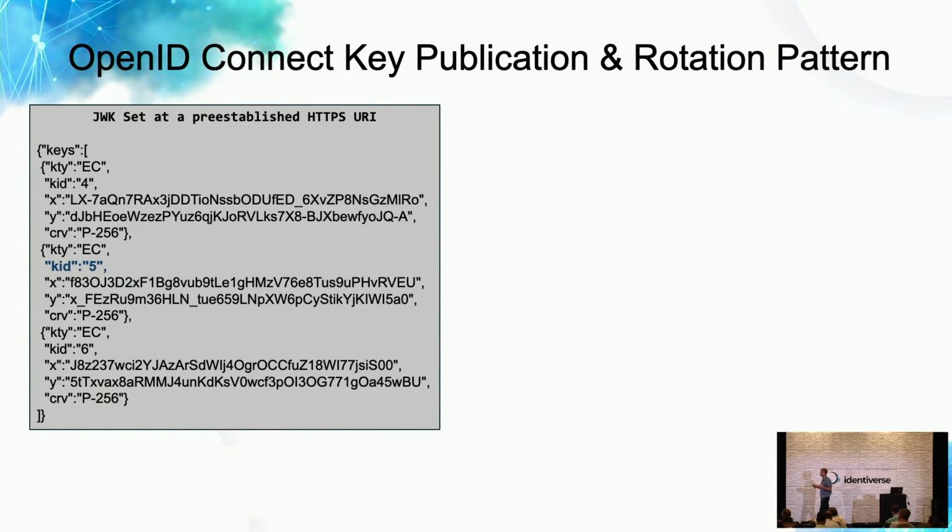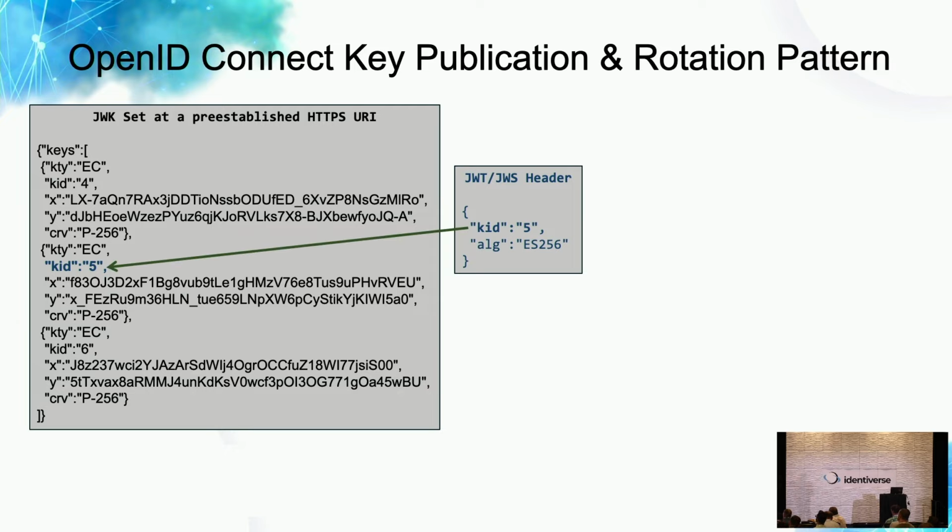Somewhat allowed for in those layers, but sort of codified in OpenID Connect, was a way to do key publication and rotation in a pattern where a set of keys in JWK format are published at an HTTPS URI, and then maybe potentially rotated or moved over, but they're published there. And then the header of the JWT includes a key identifier that maps back to one of the public keys hosted on the HTTPS JWKS endpoint.